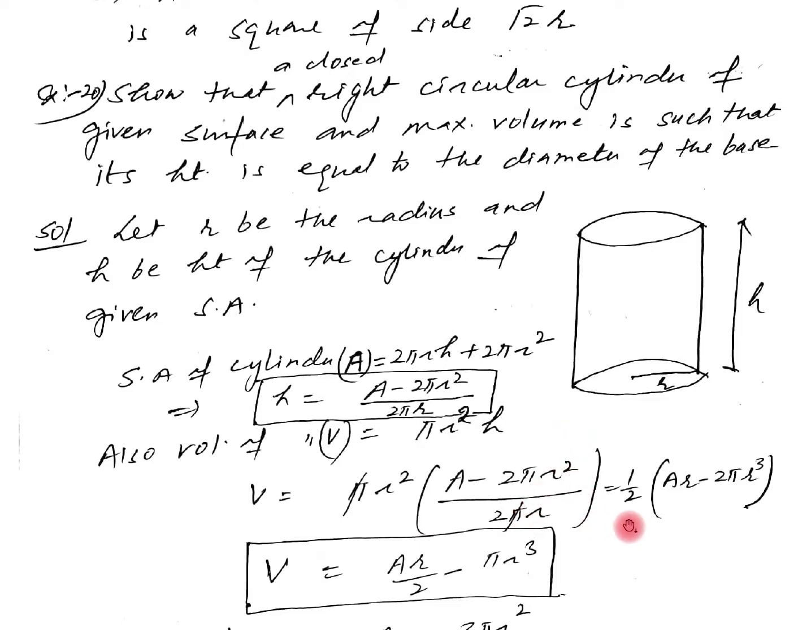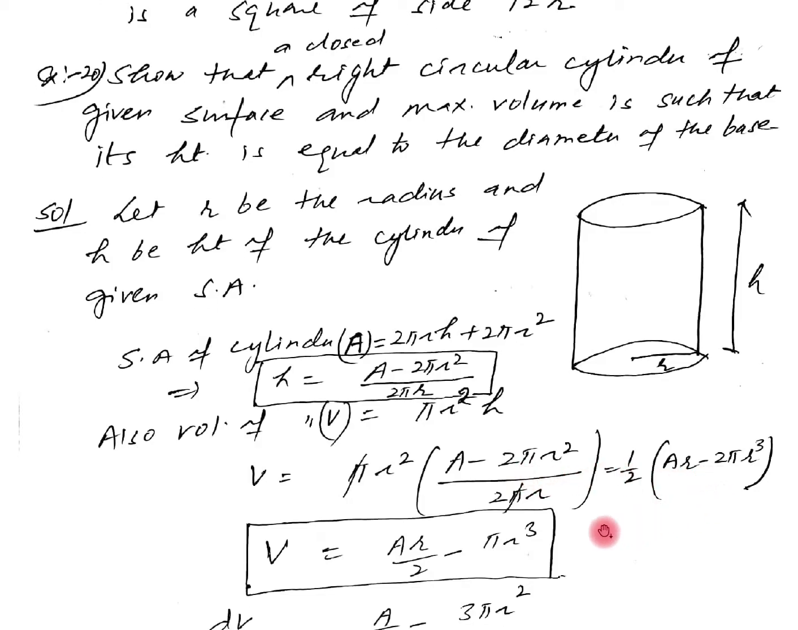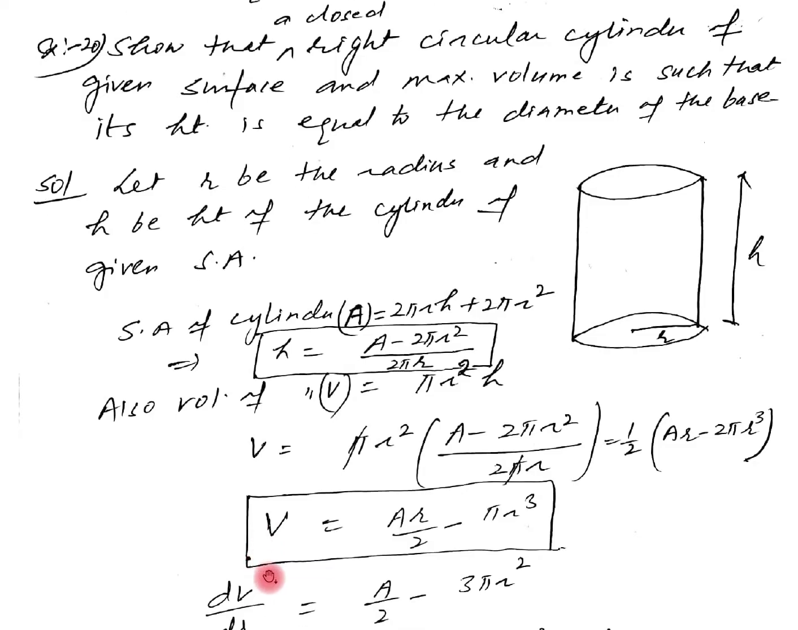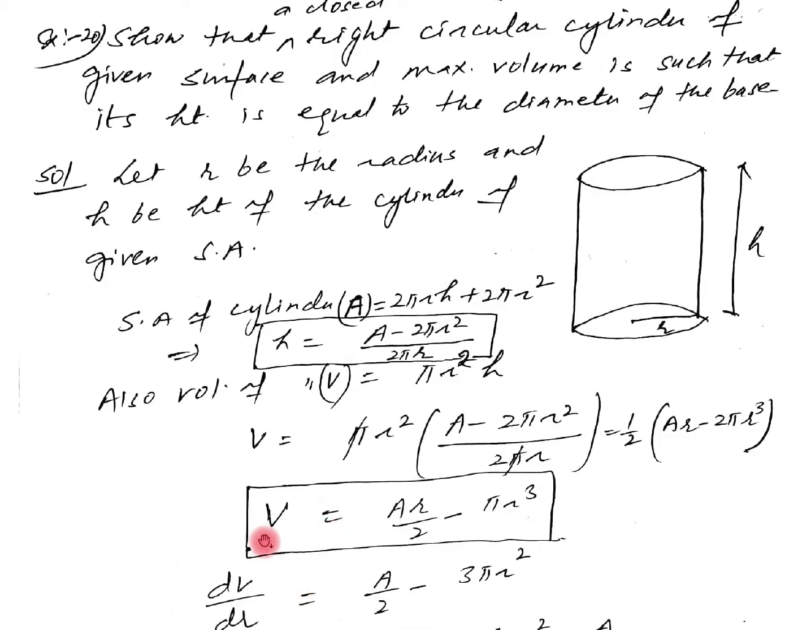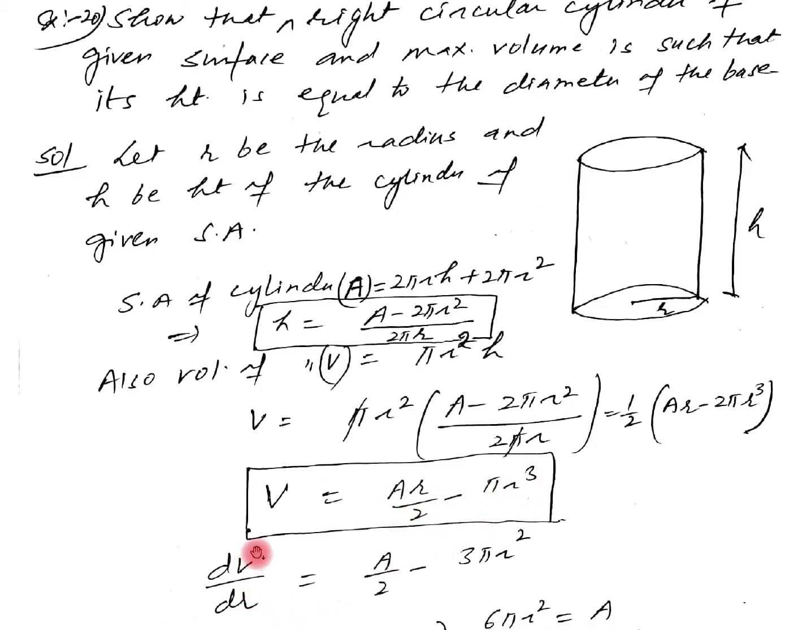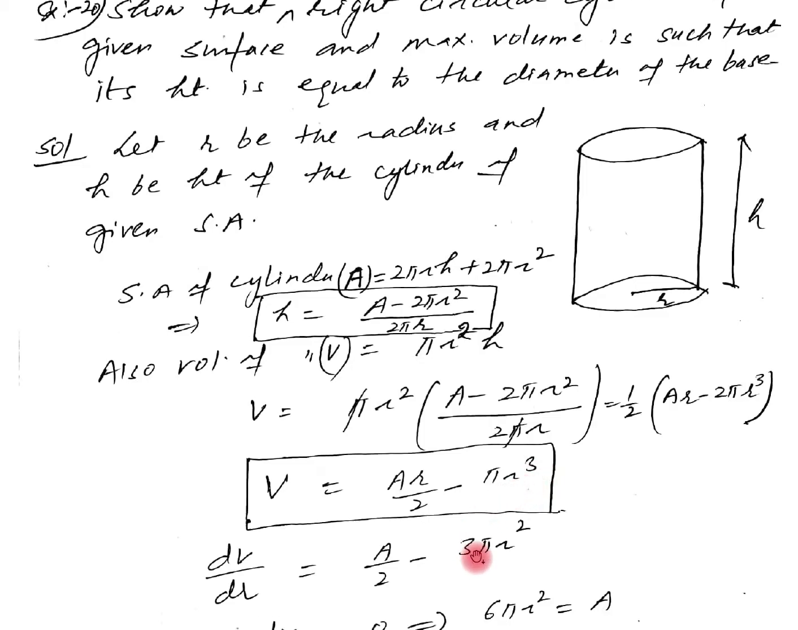Simplifying it we get V equal to 1 by 2 common, (A r minus 2 pi r cube). Now this is our function based upon the volume that we have to prove maximum. The remaining steps will be the same. We will find the first derivative, differentiating with respect to r because A is a fixed constant, so our variable is r. Now we find dV by dr equal to A by 2 times the derivative of r, which is 1, minus 3 pi r square.